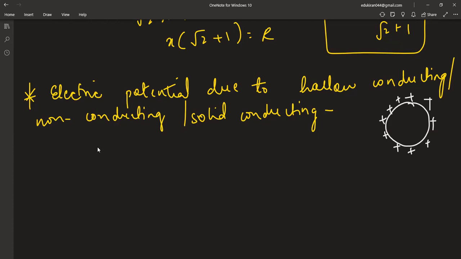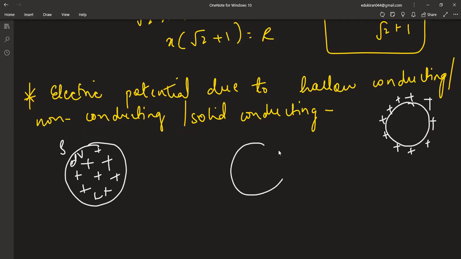When we come to non-conducting, it means charges are present within also. Usually dV, delta V, that is rho is used, volume charge density, as against the surface charge density we use otherwise. And solid conducting means the sphere is filled. This is not empty. This is not hollow, but the charges are present outside. This is actually the difference.